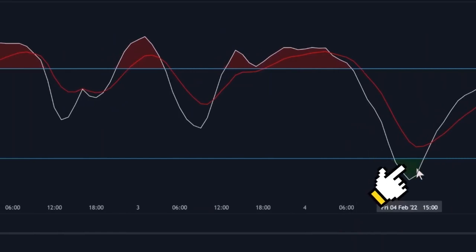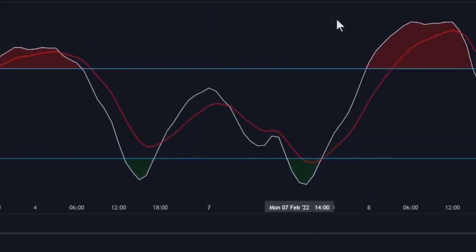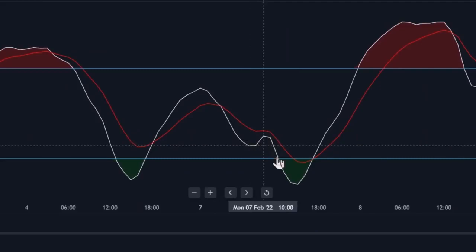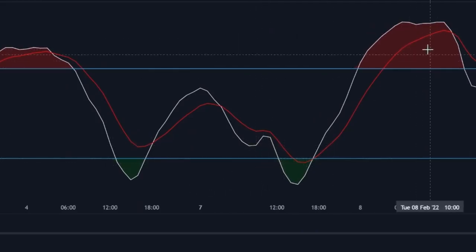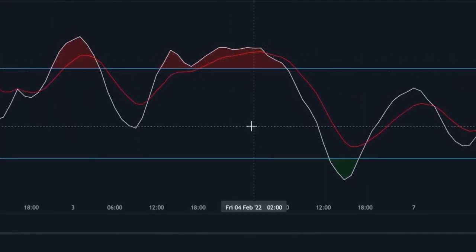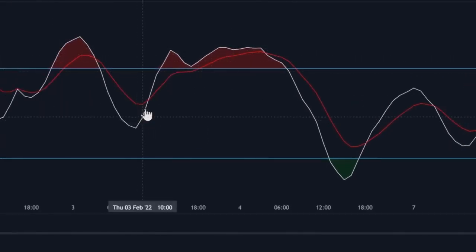Next, we have this green and red background fills. The green fill at the bottom represents an oversold market condition. It's created whenever the stochastic oscillator goes below this blue line at the bottom. On the other hand, the red fills at the top represent overbought market conditions, and they are formed whenever the stochastic oscillator goes above this blue line at the top.